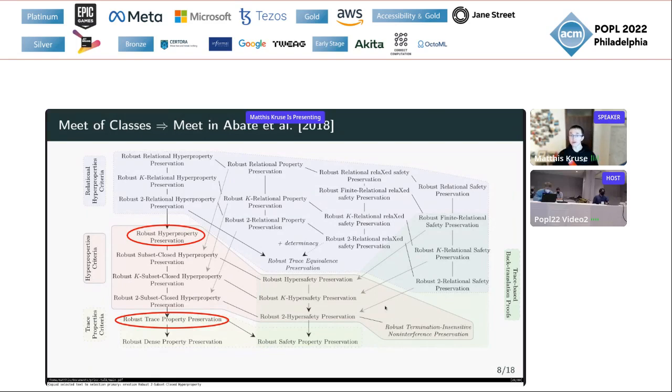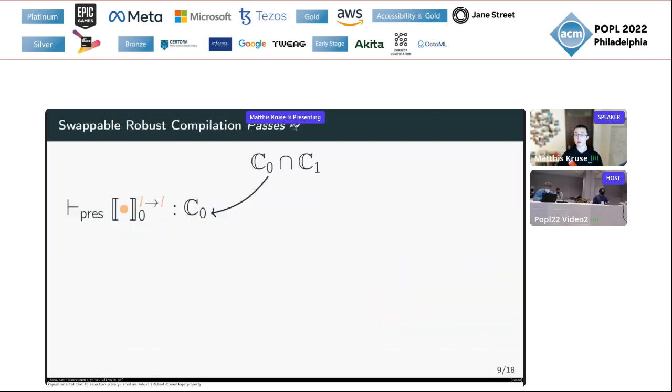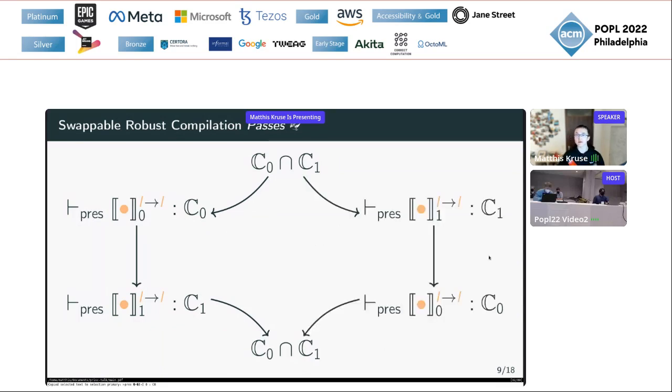Now, the sequential composition lemma has an interesting consequence for robust compilation passes, which are compilers that have the same input and output language. Given that the behavior of a source program lies in all properties that are contained in the intersection of C0 and C1, by sequential composition, we already know that we get a robust compiler. That is, running pass 0 before pass 1, while pass 0 preserves C0 and pass 1 preserves C1, gets us the intersection of C0 and C1. However, the cool thing is that this also works in the other direction.